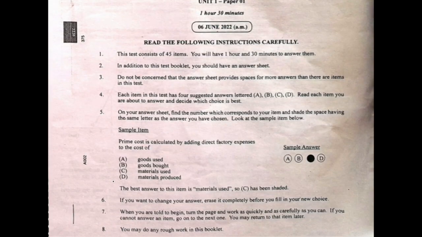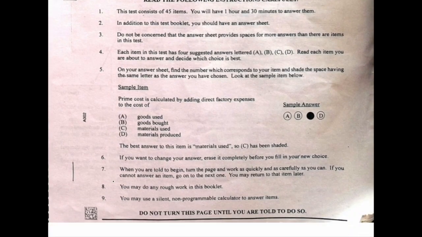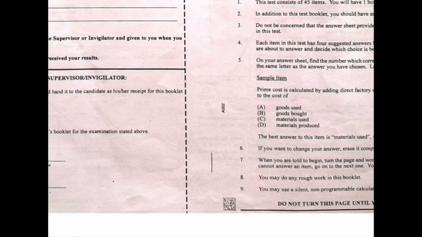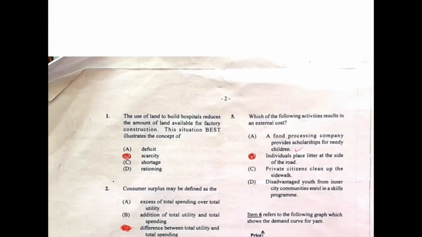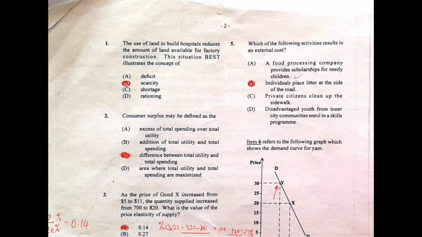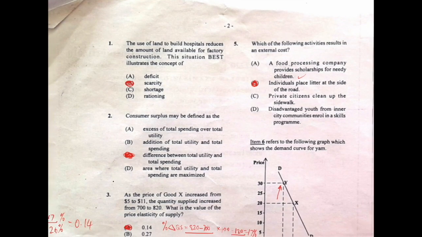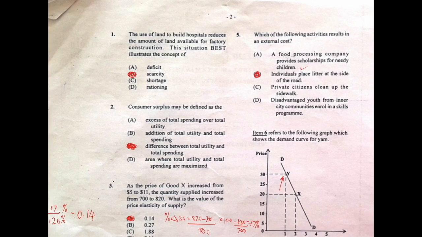Remember that, as customary, the solutions are on the page, so you just have to follow along and listen to the reasoning for each question. So, question 1 says, the use of land to build hospitals reduces the amount of land available for factory construction. This illustrates the concept of scarcity.